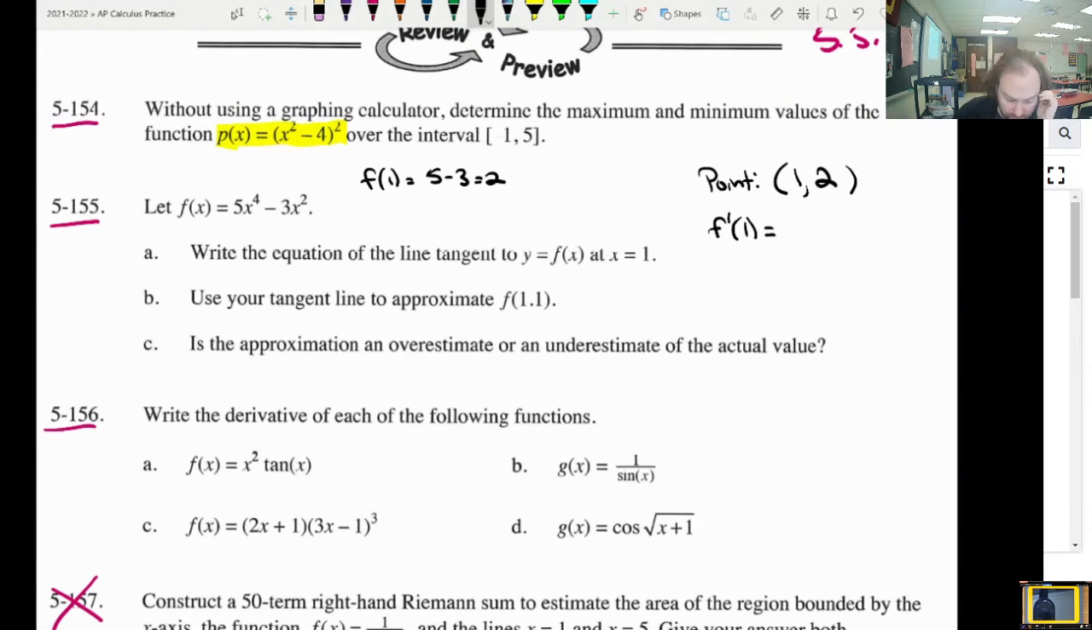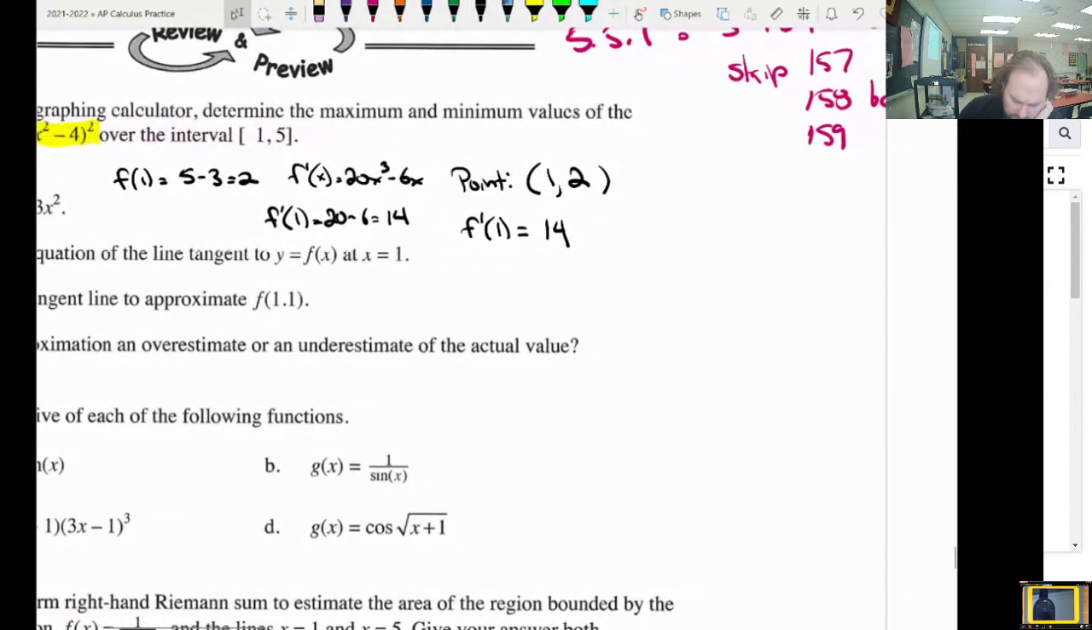We also need the derivative. So f prime of x would be 20x to the third minus 6x. And once again, don't let that scare you. We just need f prime of 1, which is relatively easy to get. 20 minus 6, which is 14. So now that we know the point that's going to be on the line and we know what its slope is, we can use this information to write the equation for the line using good old point-slope form from Algebra 1, which looks like this. y minus 2 equals the slope of 14 times x minus 1.